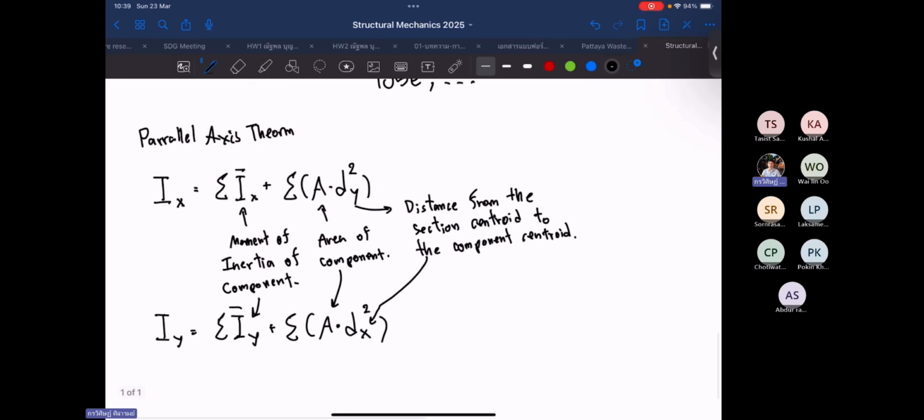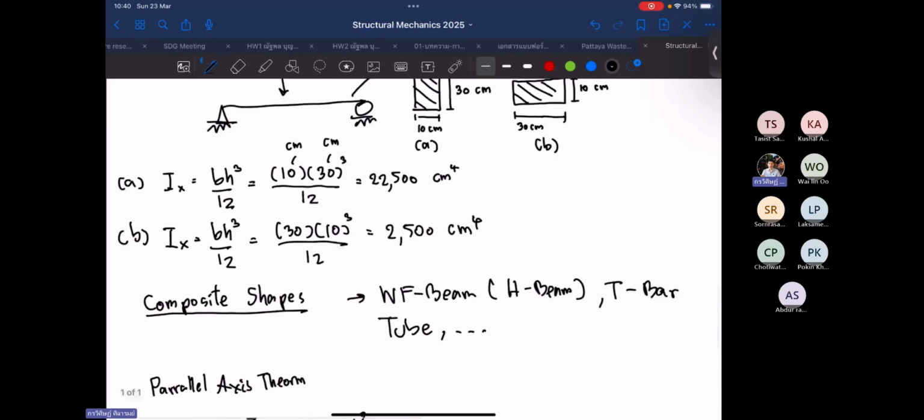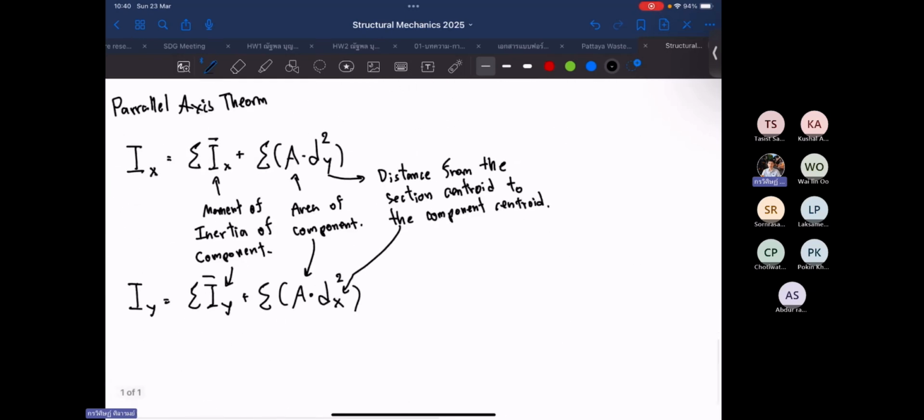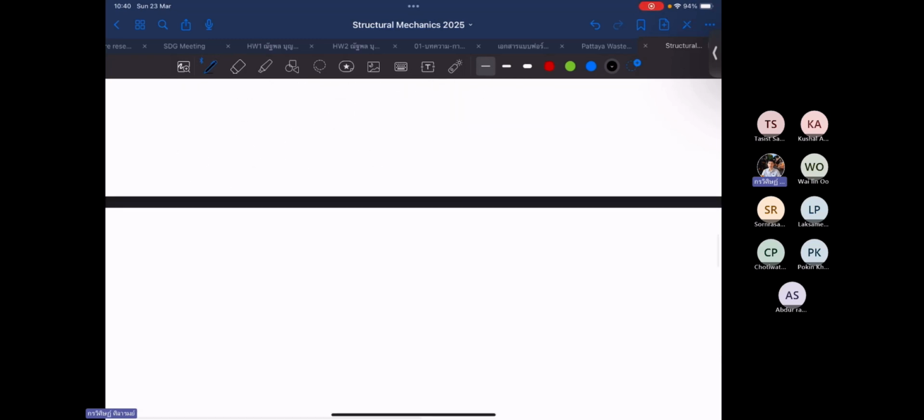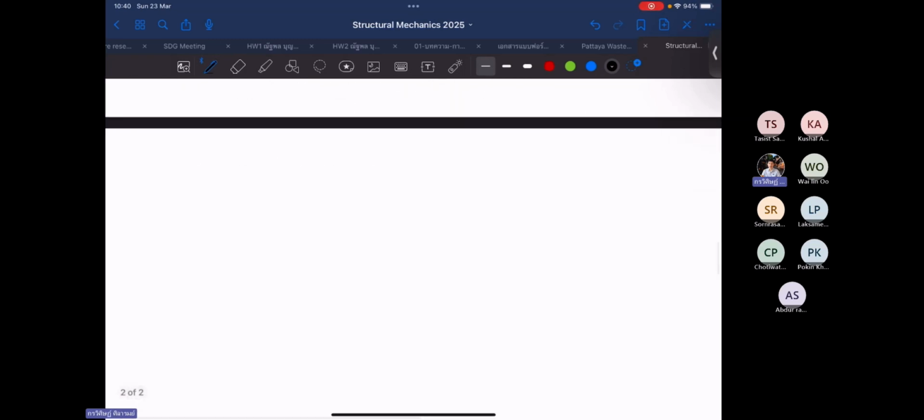This is the parallel axis theorem that we can use to determine the moment of inertia of any composite section. As you can see, it is composed of very simple calculations. We can calculate it easily using a simple equation. Let's have a look at an example.